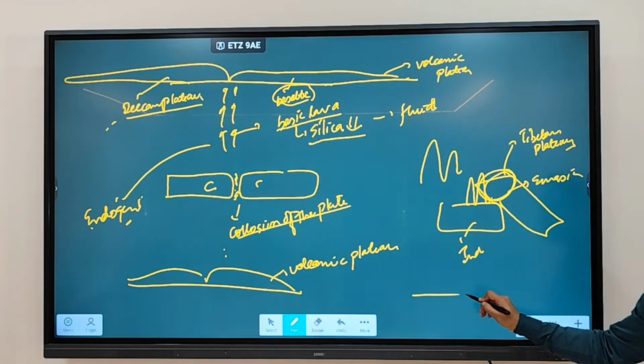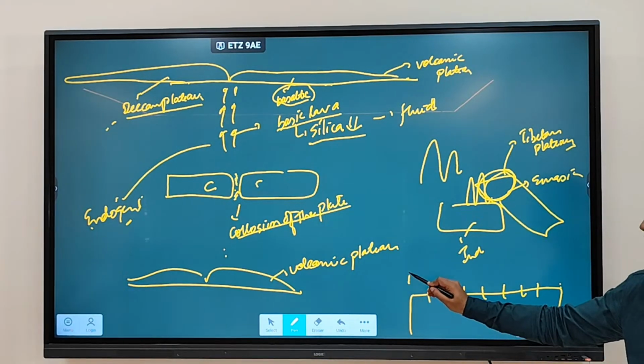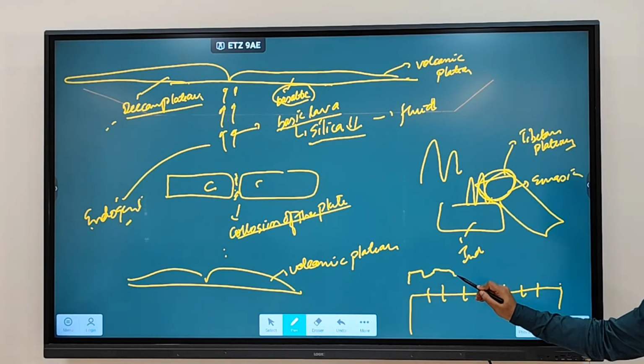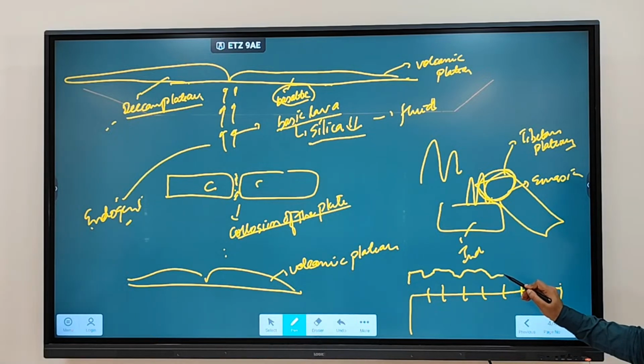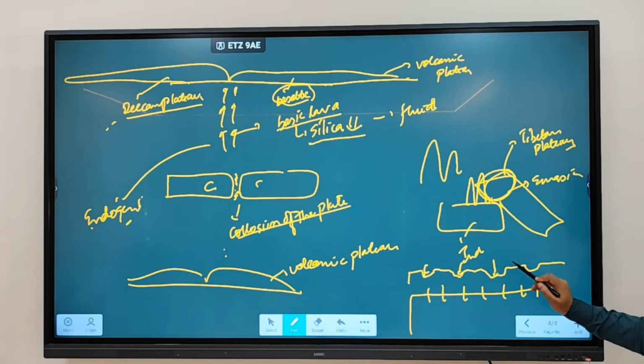But there is another type of plateau we have written, called dissected plateau. What does dissected plateau mean? Let's say this is a plateau. When this plateau is cut into many parts, it is going to be called a dissected plateau. How will it be cut into many parts? Due to erosion by rivers, by the wind or other actions. Then it becomes which type of plateau? Dissected plateau.